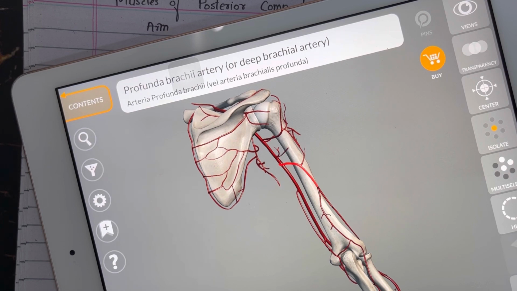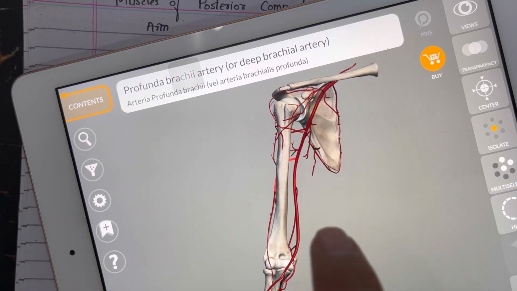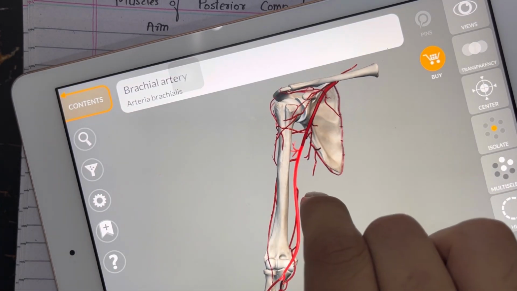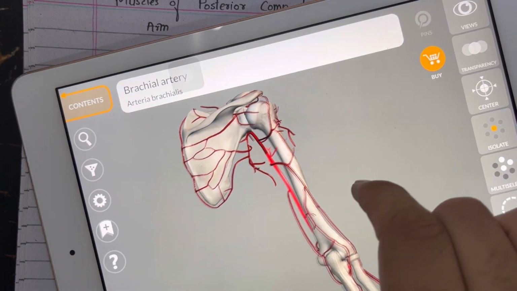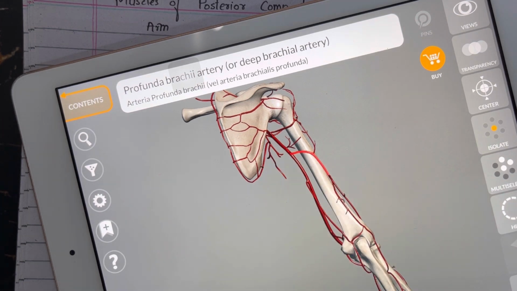Now student, moving toward the blood supply of the Triceps Brachii muscle. It is supplied by the profunda brachii artery, which is also called the deep brachial artery. The profunda brachii artery arises from the brachial artery. This is the brachial artery, and this branch arises posteriorly from it. Here you can see, the profunda brachii artery is present in the posterior compartment of the arm region and supplies the Triceps Brachii muscle.